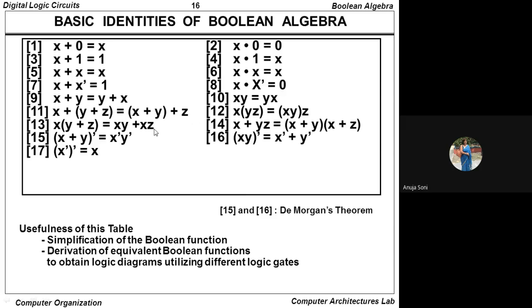These two laws of De Morgan's theorem are extremely important. Similarly, what is another mode of De Morgan's law? (xy) dash is equivalent to x dash plus y dash.